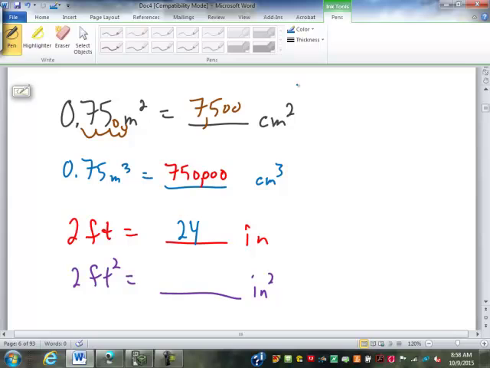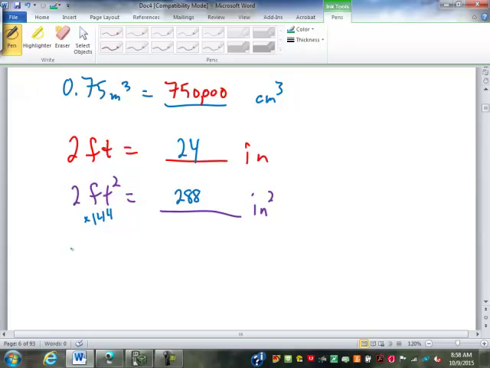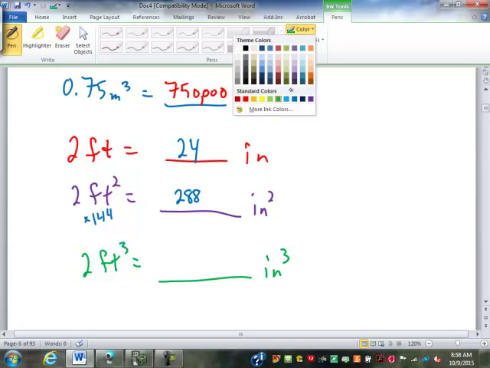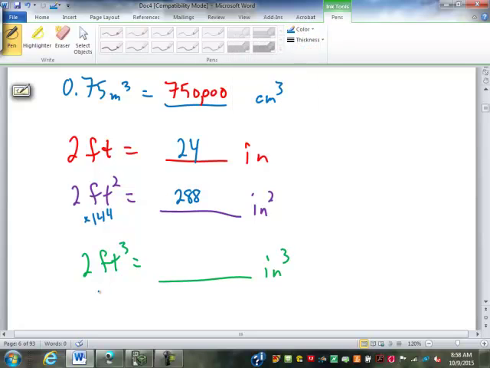If it's 2 square feet, though, it's not going to be times 12. It's going to be times 144. So this is going to be 288 square inches. Or if it's 2 cubic feet, it's not going to be times 144 or 12. It's going to be times 1728, or 3456 cubic inches.